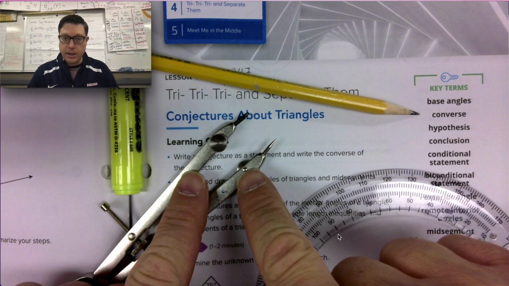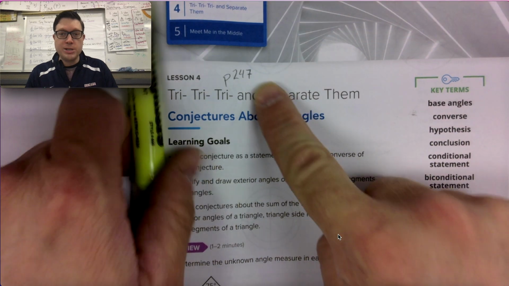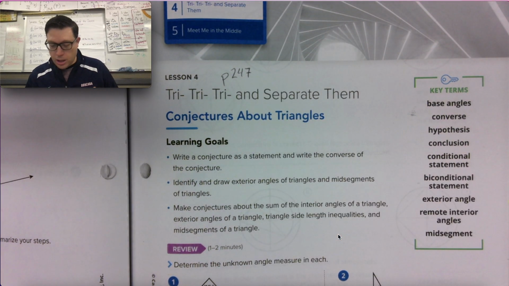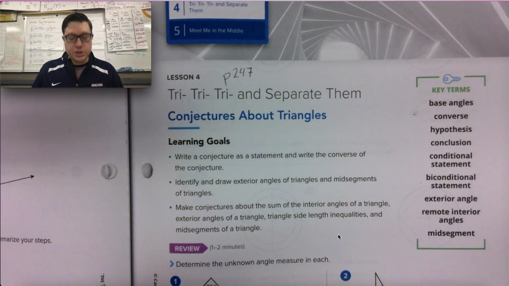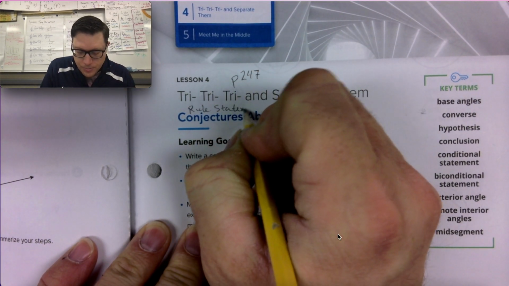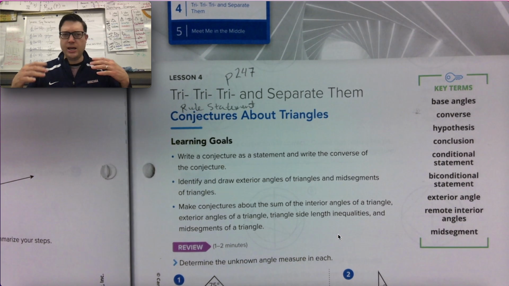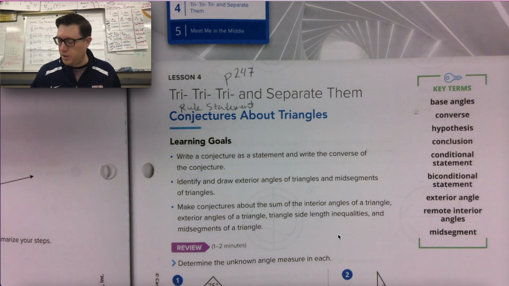Pencil, highlighter, maybe a compass, protractor, have those basic geometry tools. Page 247 is where we are, and we're talking about the statements we get to make about triangles, conjectures. A conjecture is a rule statement. Some sort of like the angles in a triangle are 180 degrees. Maybe I'm giving the answers away.